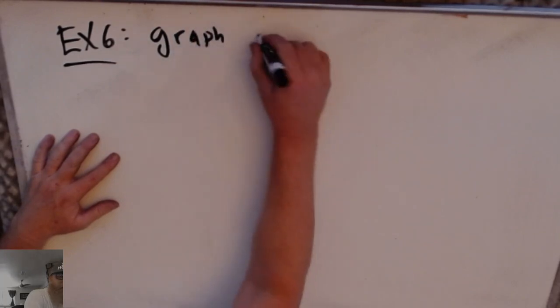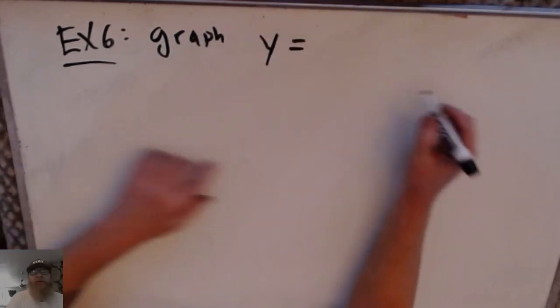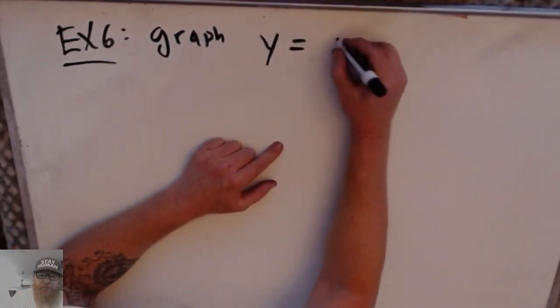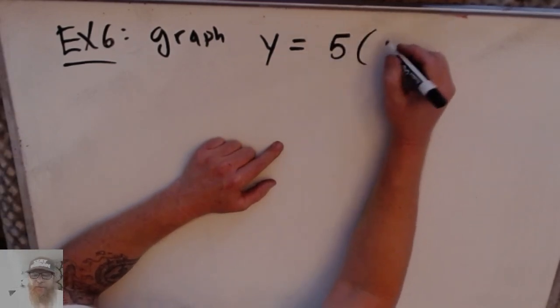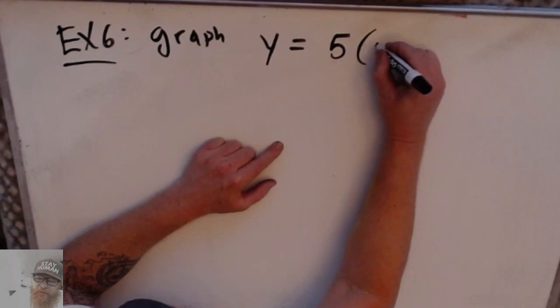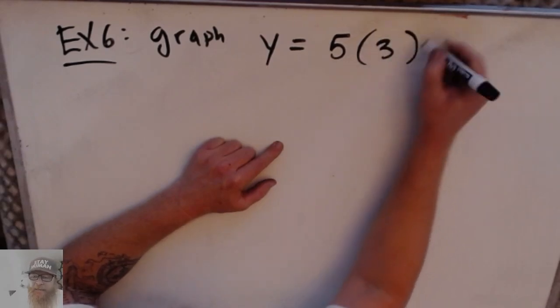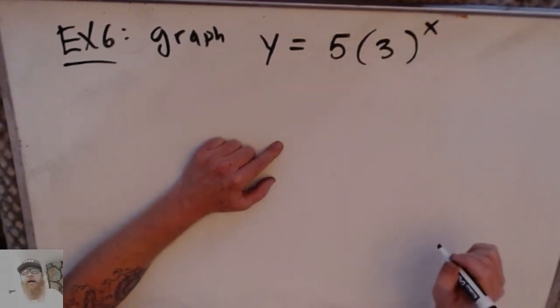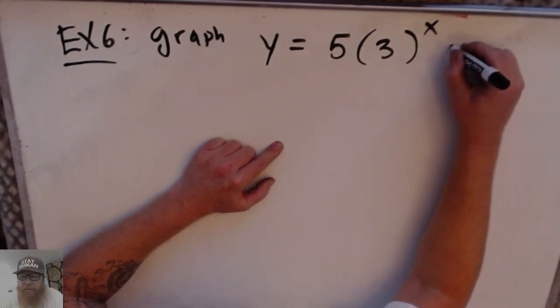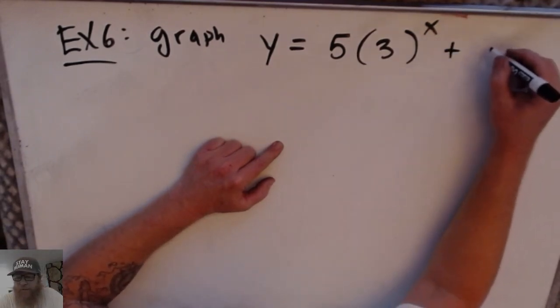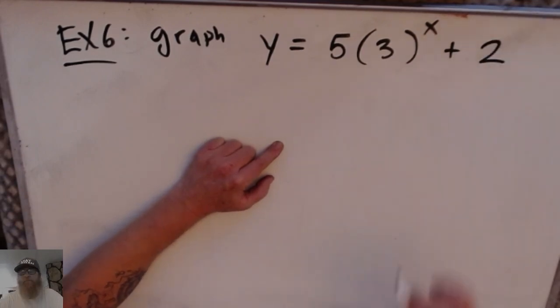All right, this will be our last one. So let's go ahead and graph y equals 5 times 3 to the x power plus 2.